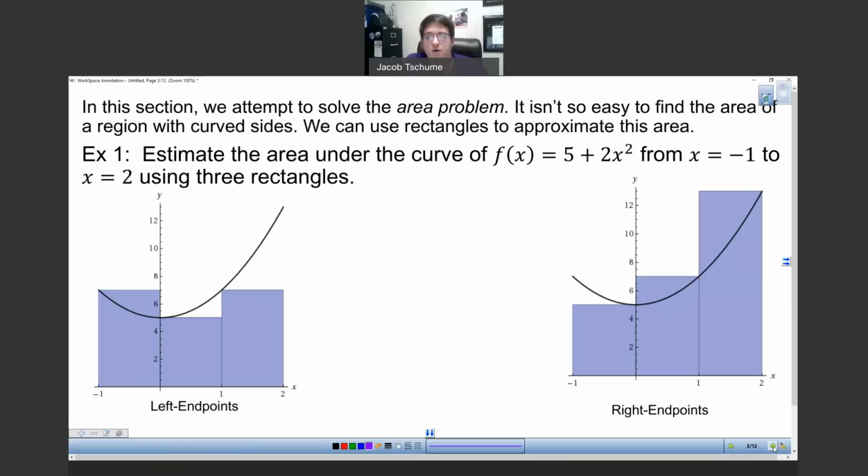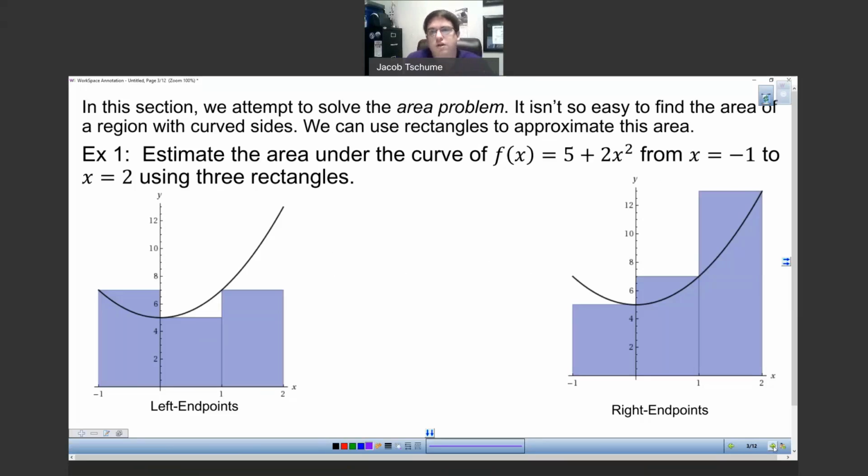So one of the big questions that we're trying to answer in Calculus 2 is something along these lines. We're trying to solve what we call the area problem. As you can see on these two graphs below, it's not that easy to find the area of a region with curved sides. Now, it would be nice if it was a perfect geometric shape, but we're not always going to have these perfect geometric shapes.